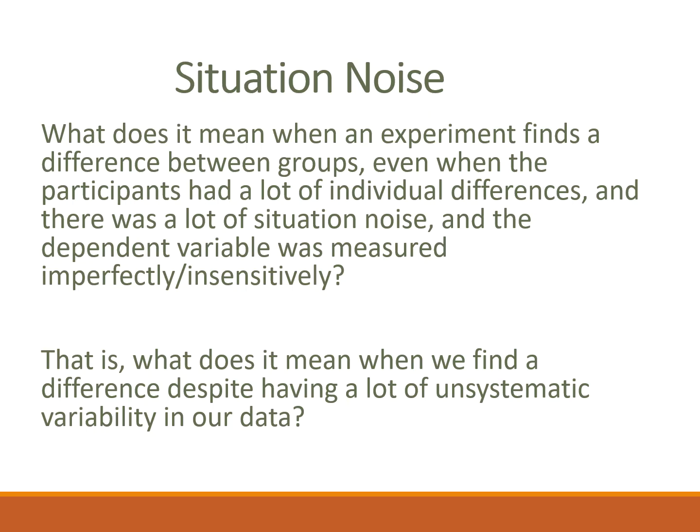We also want to think about situational noise. What does it mean when an experiment finds a difference between groups, even when the participants had a lot of individual differences, and where there was a lot of situational noise, and the dependent variable was measured imperfectly and imprecisely? So the first question we have to ask ourselves is, did we actually find it?